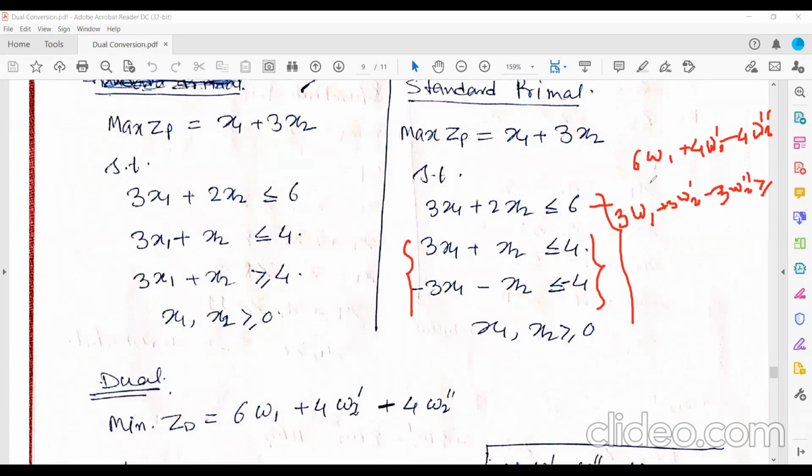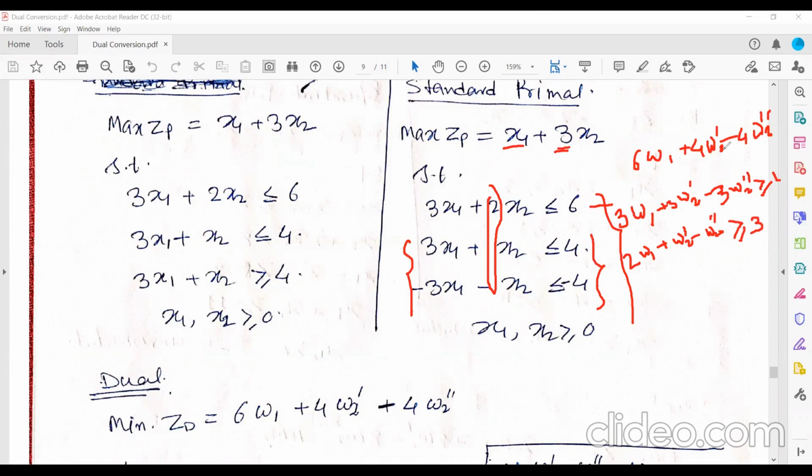And this is less than, so it becomes greater than or equal to, and greater than or equal to what? What is the coefficient of x1 here? That is 1. So that will be 1. For the next one, you need to take this coefficient: 2W1 + W2 dash - W2 double dash. And less than becomes greater than or equal to, and the coefficient is 3.